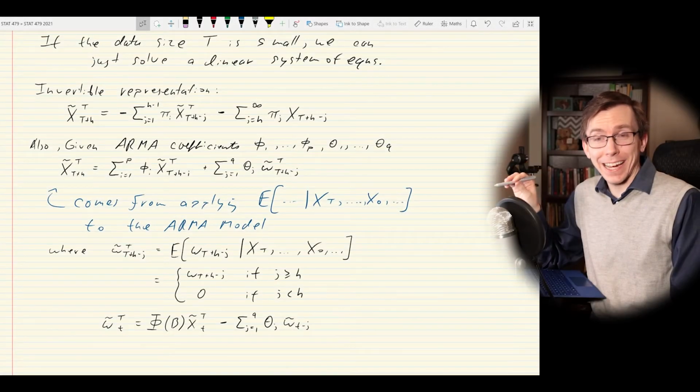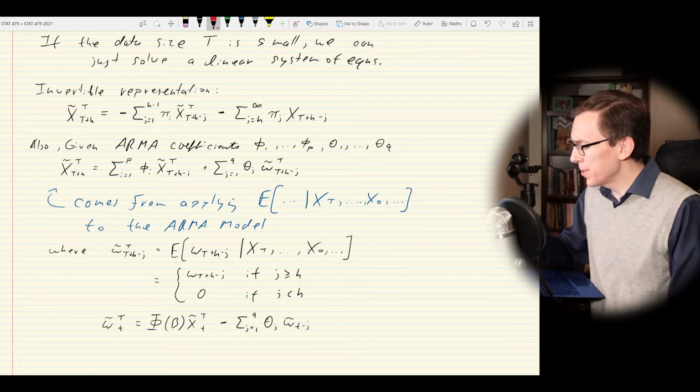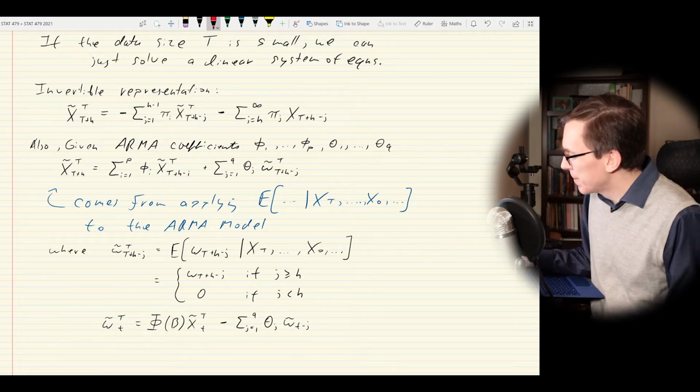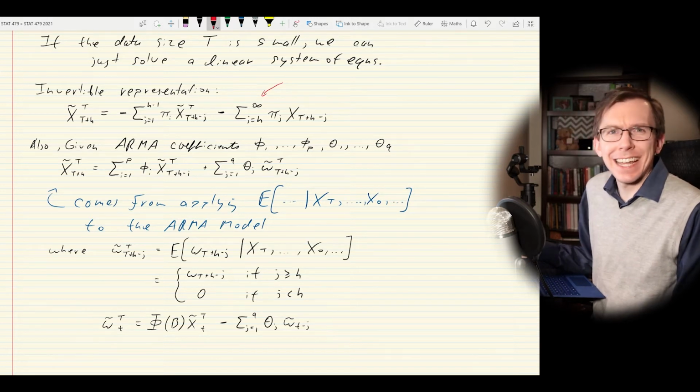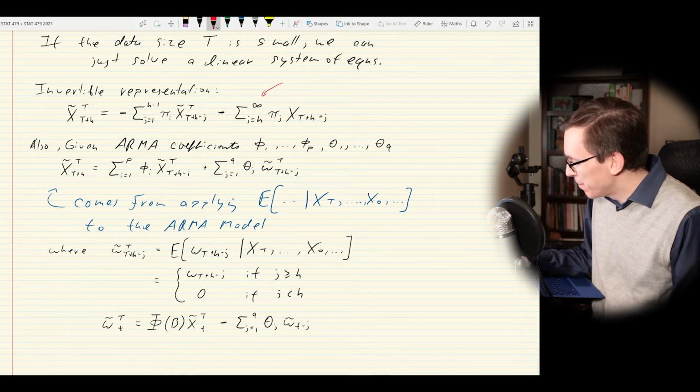All right, and we're back. And I realized I made one slight mistake here. When I introduced the invertible representation, what we were supposed to do is truncate it. And I didn't actually truncate it. I just wrote out the infinite sum going into the infinite past. But the idea here is that I can truncate this and, well, basically replace the infinity with a capital T plus h.